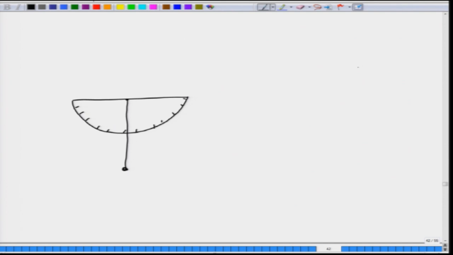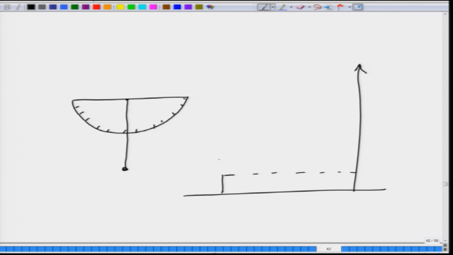Now, if you do that, suppose you have a tree and here you are standing. So, this is your eye level. You keep your protractor and you align this point with the top of the tree. In that case, your protractor will look like this, because you have a weight. This weight will always come down, and you can measure the angle that is subtended here. Once you know this angle, and this is 90 degrees, you can also measure this angle. So, you can find out the angle that is subtended by the top of the tree.